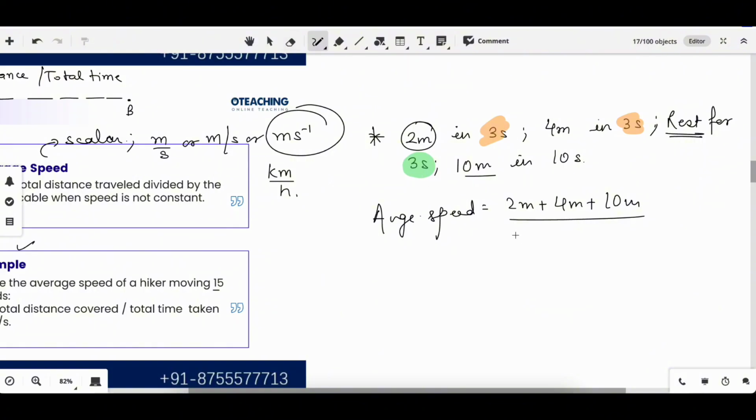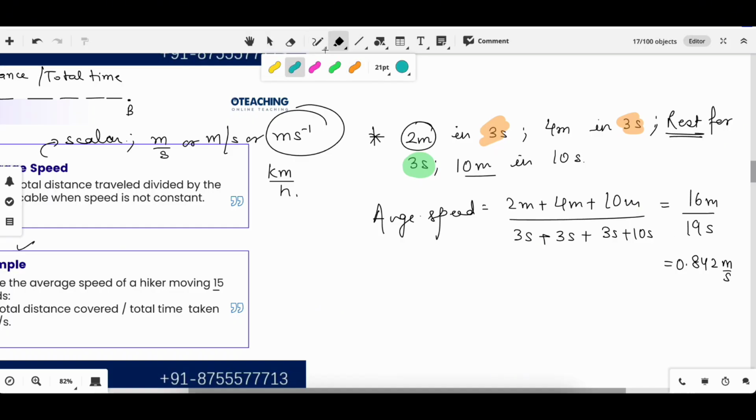3 seconds. So what is my total time? 3 seconds plus 3 seconds plus 3 seconds plus 10 seconds. And it gives me 16 meters divided by 19 seconds. Okay, so it is 16 meters divided by 19 seconds. And when you solve it, you will get 0.842 meters per second.